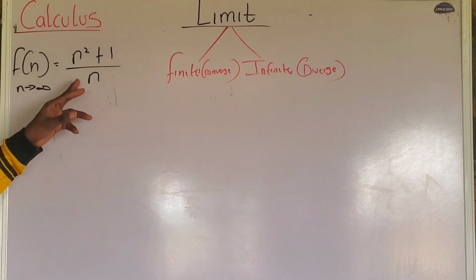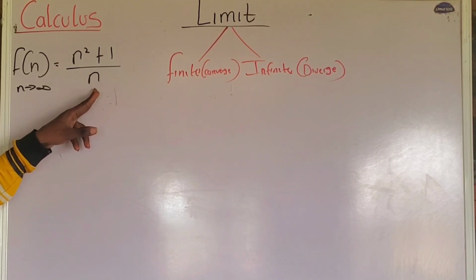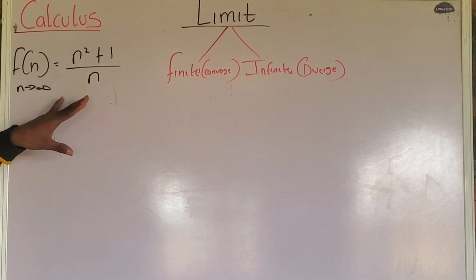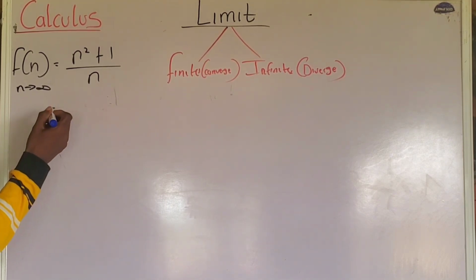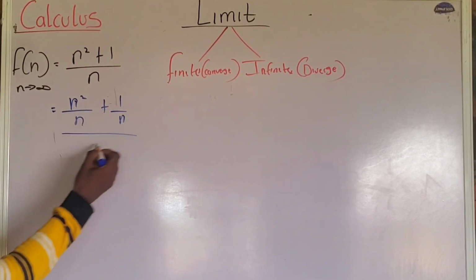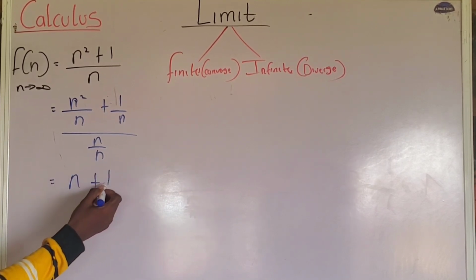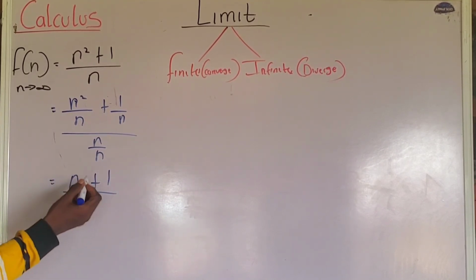What are we going to do? You divide both the numerator and the denominator by the highest power of the variable at the denominator, which is n to the power of 1, which is n. So I'm going to divide both the numerator and the denominator by n. That means I'm going to have n squared over n plus 1 over n, all over n over n.